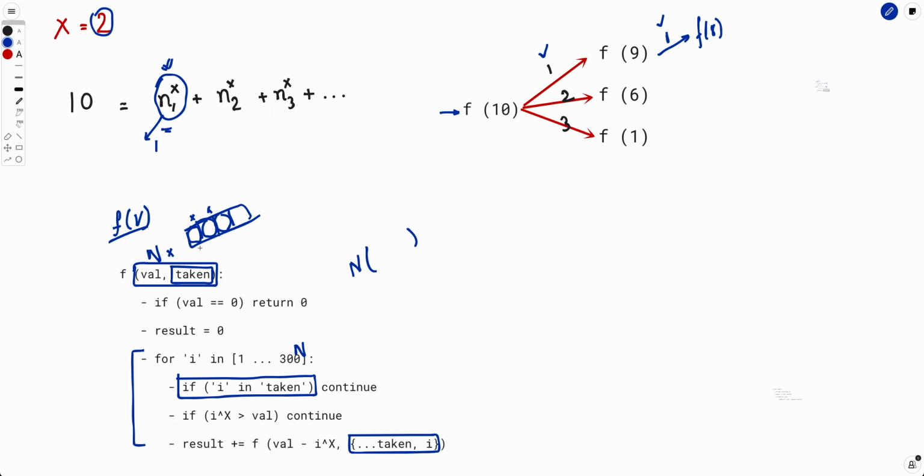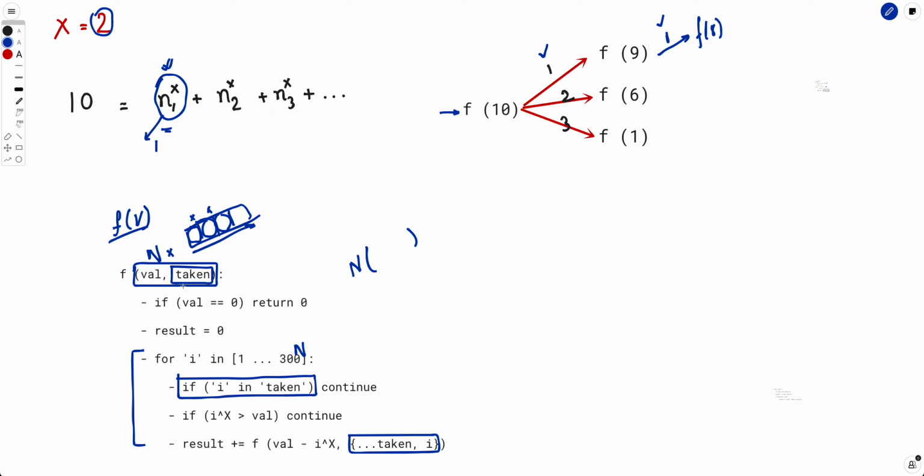So if you think about it, the number of possible distinct values of taken, in the worst case, could be 300 to the power number of indexes. And how many indexes will be there? Again, in the worst case, it can be 300. So 300 to the power 300, which is n to the power n, which is exponential, which will surely not pass.